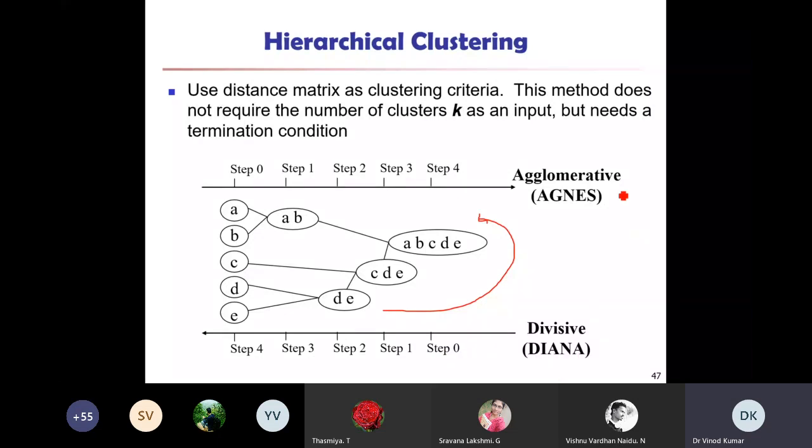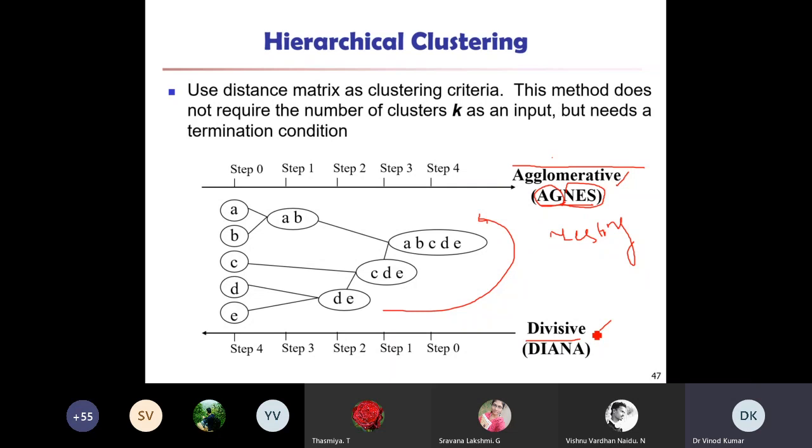First one is agglomerative, and next one is the divisive. Agglomerative is the whole term, and AGNES means nesting, agglomerative nesting. Next, DIANA is there, divisive. So these two algorithms we will use. Agglomerative is called the bottom-up approach. And what is this one? This is the divisive, that is the top-down.